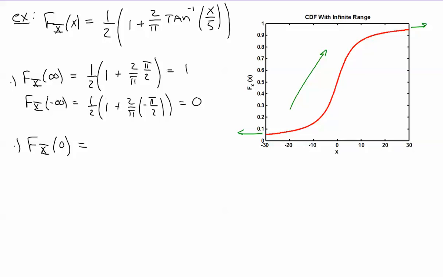The cumulative distribution function evaluated at 0 is going to be 1/2. You can plug in the values. All right. Cumulative distribution function evaluated at 0 is clearly 1/2 due to the symmetry of this particular curve. The probability that x is less than or equal to 0 equals clearly 1/2. Okay?